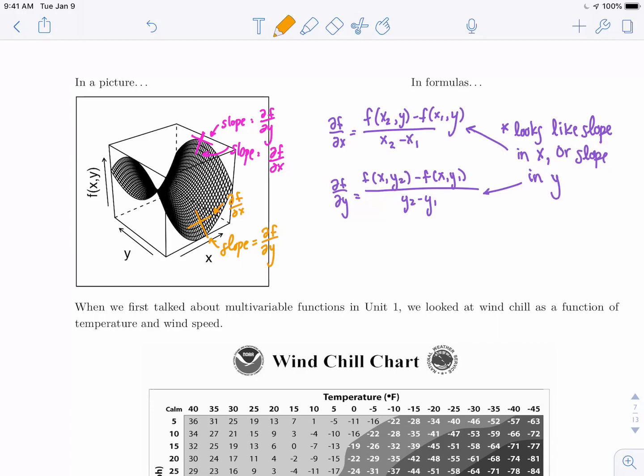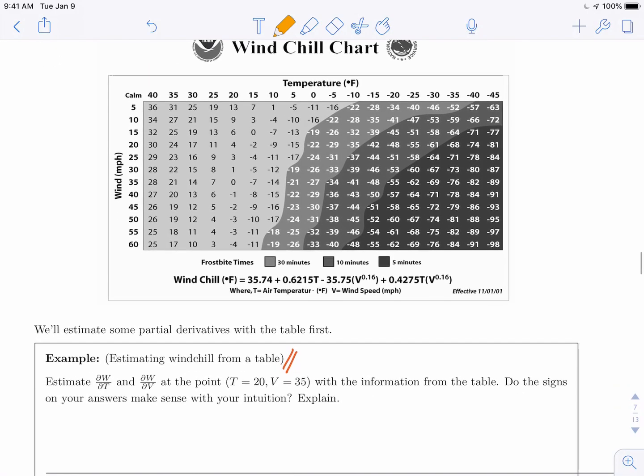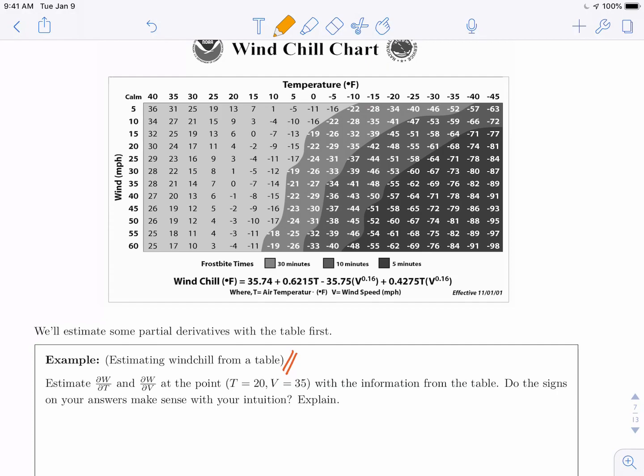So with this in mind conceptually, we can talk about estimating the derivative from a table of data. The first thing we did on Tuesday was calculating the derivative with a table of data. We can do the same thing with multivariable just by figuring out which way we need to move in the table. So let's estimate some partial derivatives within the table. Here we have our wind chill chart. Remember that we have two variables here, temperature and wind speed. We're going to estimate partial W over partial T, and partial W over partial V, at the point T being 20, V being 35. So if I look on the table, I find T 20, I find V being 35, and I've got that spot, 0.